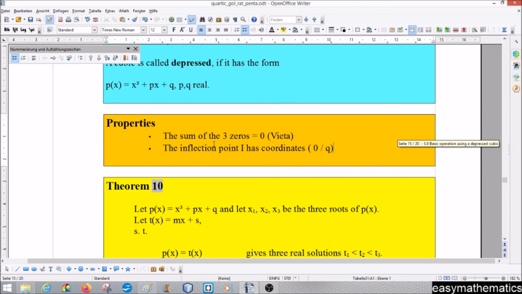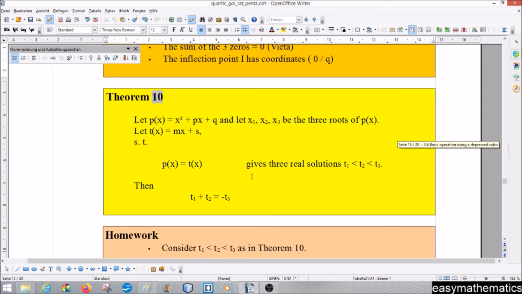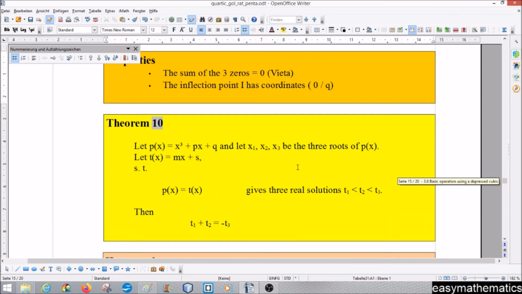And we have a nice theorem 3. Let p of x be a depressed cubic, and let x1, x2, x3 be the 3 roots of p of x. Let t of x be nx plus s such that p of x equals t of x gives 3 real solutions, t1 smaller t2 smaller t3. Then t1 plus t2 is minus t3. Okay, what is going on here?